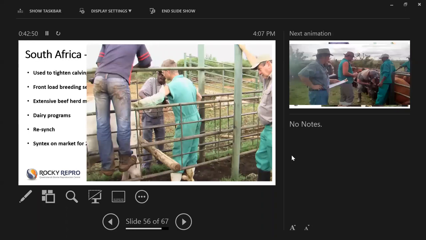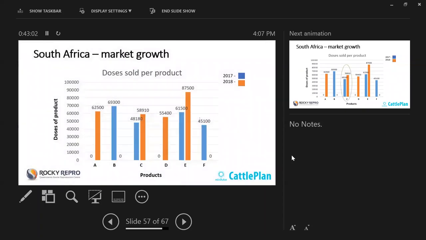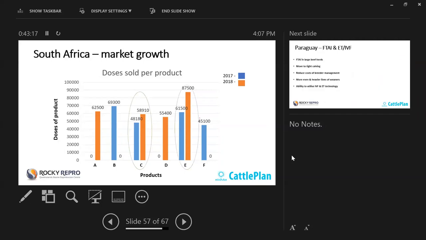This is just a picture of some of the yards, so they're not exactly the best crushes in some situations, and that just gives you that look at some of the Bonsmara work. So this is the product market since Syntex have entered the market over there, and how it's increased. So some products have only been on the market for 1 year, some have been on the market for two. As you can see, these couple have been on the market for 2 years, and they're growing as the technology becomes more popular as well and is growing.